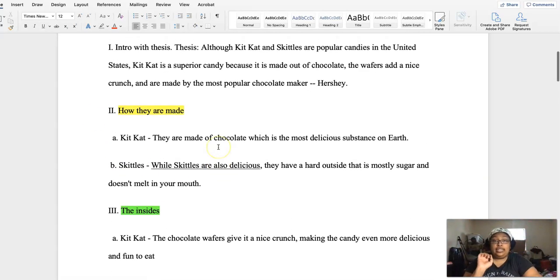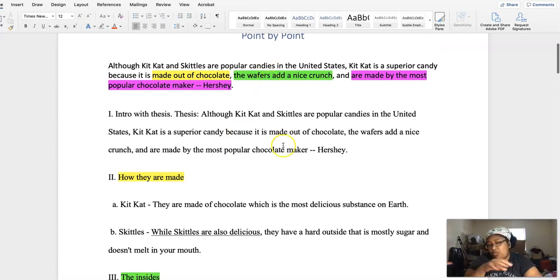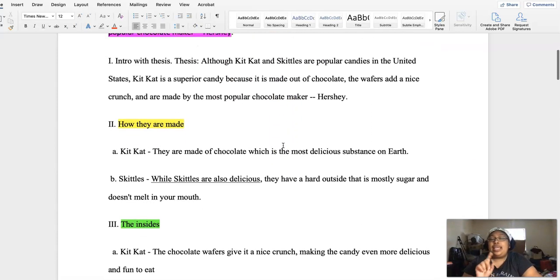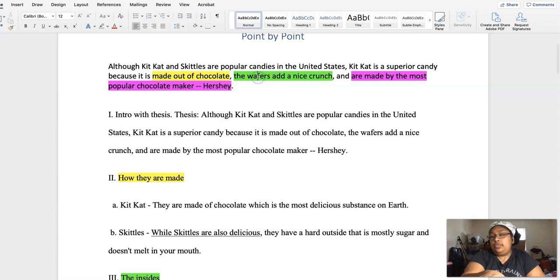And that's the green section. The green section talks about taste, or what's on the inside, right? Because that's what we have told the reader we're going to do. We have told the reader in the thesis that this is the order we're going to talk about the things we're going to talk about. So the thesis really is a promise to the reader. These are the 3 things. This is the order I'm going to talk about.